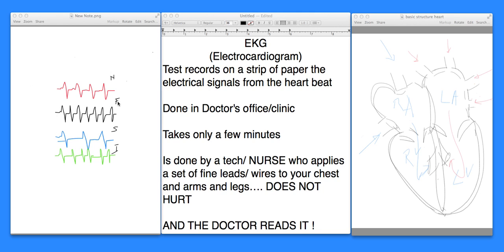And based on what the doctor sees on your strip, they can decide to order further tests or decide to treat you. As simple as that. So if your doctor ordered an EKG, you know now it's a very benign test, takes only a few minutes, and the doctor will get you an answer right there in the office itself after reading what your heart pace is. So basically it's a test to read your heart beats and electrical signals that originate from the heart.